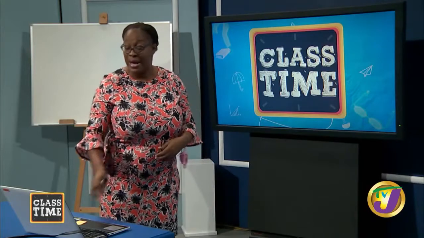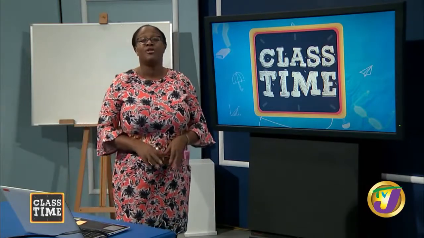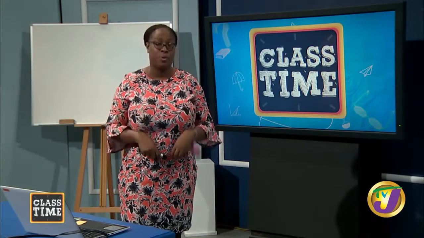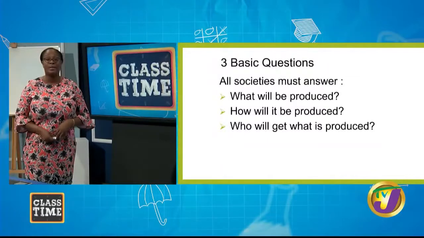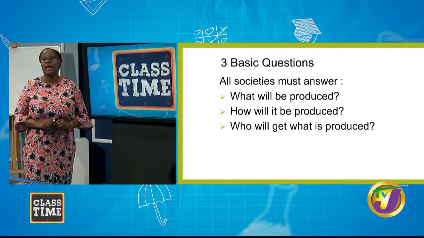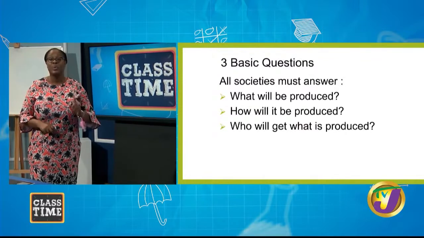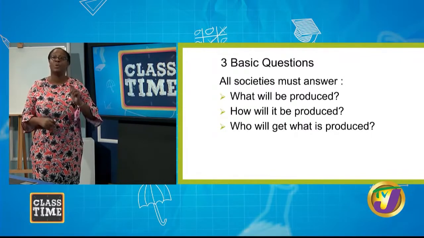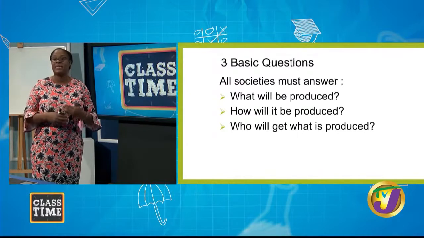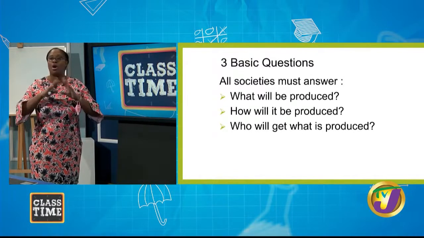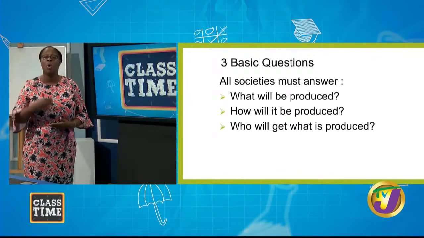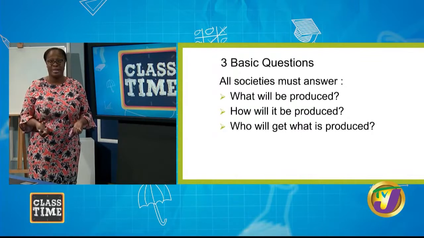So, as an individual and as a society, there are three basic questions that all societies must answer, whether it's Jamaica, the US, Canada. The three questions are: what will be produced? How will it be produced? And who will get what is produced? Understand this and keep this at the back of your mind, that all countries will not be able to produce everything that they need or want, based again on resources.